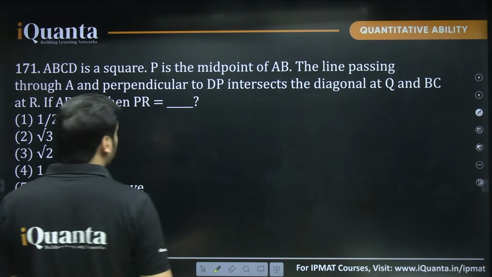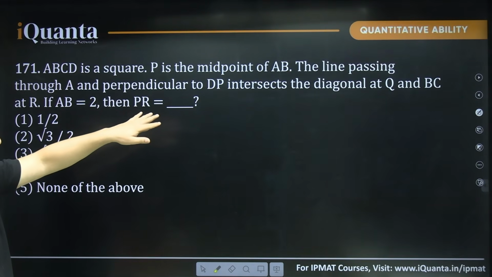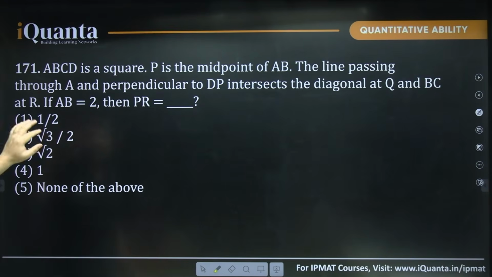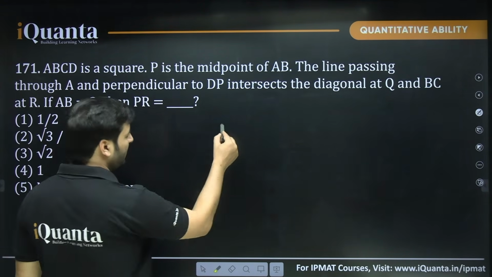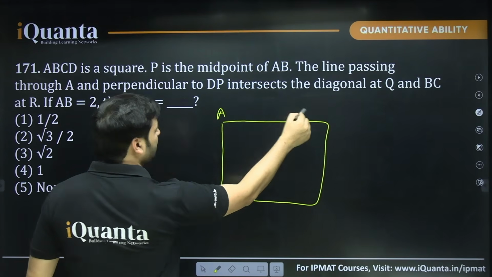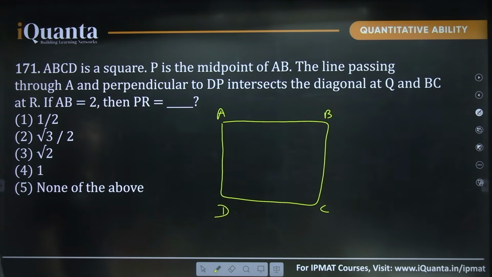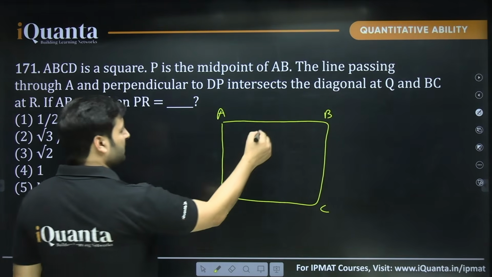ABCD is a square, P is the midpoint of AB, the line passing through A and perpendicular to DP intersects the diagonal at Q and BC at R. If AB equals 2, PR equals what? So ABCD is a square, let's make a square, and let's just see whether we can solve this. Suppose ABCD is a square, okay? P is the midpoint of AB, okay, this is the midpoint P.